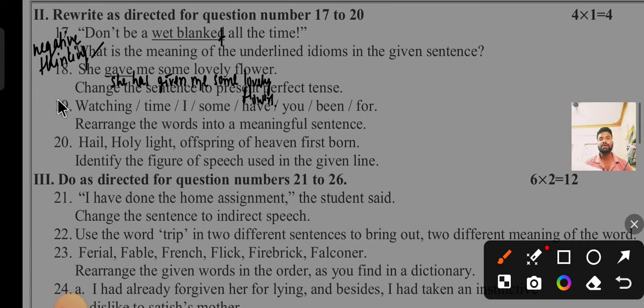Next, question number 19. Watching time, I some have you been for. Rearrange the words into a meaningful sentence. How can we rearrange this sentence? The first that will come is I, the subject you can take. I have been watching you for some time.